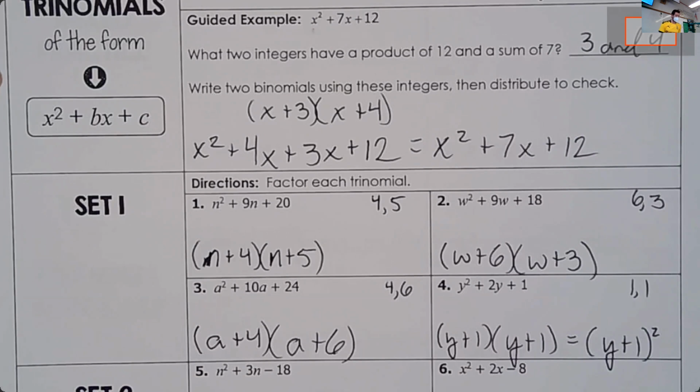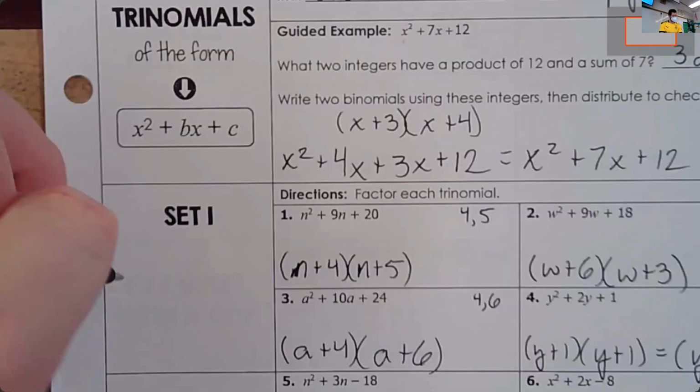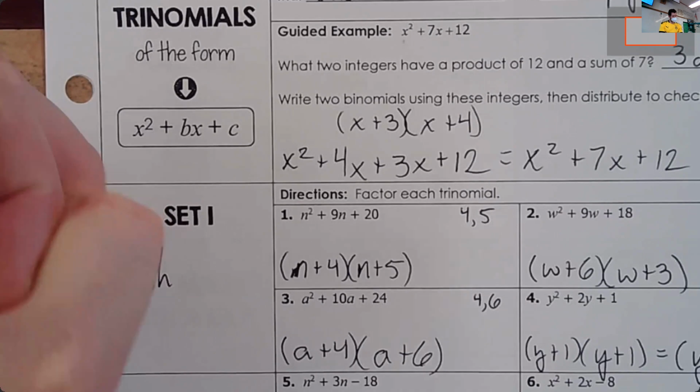And then even more specifically, the two numbers that we have for every single one are what kind of numbers? Were there any negatives here? No. Okay, these were all positive. So set 1, I just want you to write both positive.